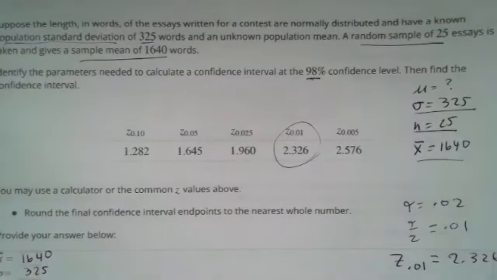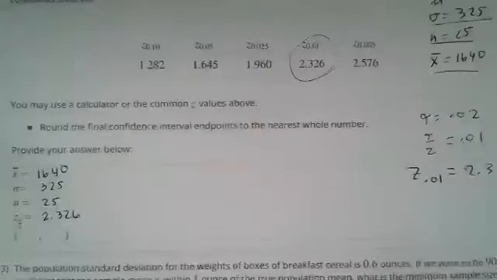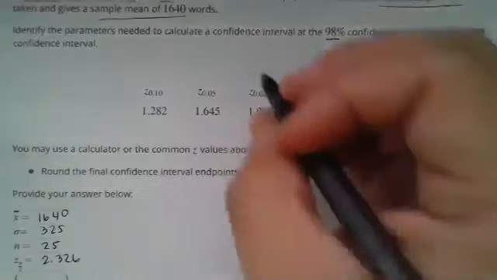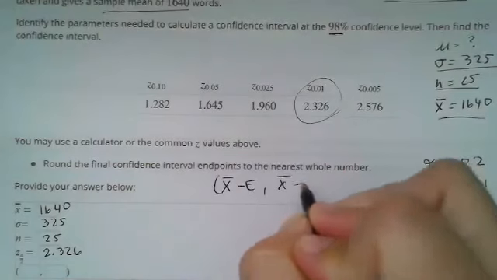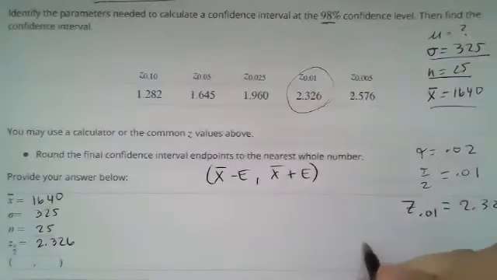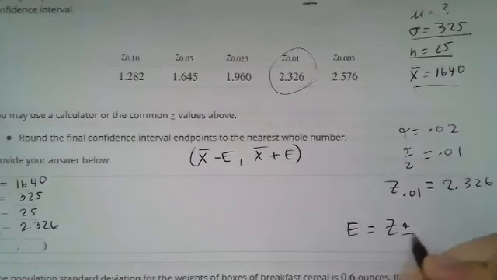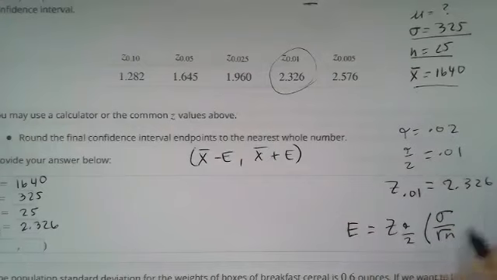Okay, so the next thing we would need to do is calculate the confidence interval. So we would need to know the error and then to use the point estimate, which is the sample mean. So this is going to be basically the sample mean minus the error, sample mean plus the error. Okay, and then the formula for the error would be Z of alpha over 2. And since we're talking about means, it's sigma over square root of n.